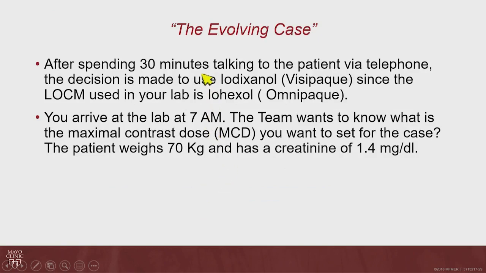So you spend several minutes talking to them. You do use OmniPAC in your lab, but just to make sure the chances of contrast induced nephropathy are low, you do decide to use VisiPAC. The cath lab team wants to know what the maximal contrast dose should be for the procedure before you're alerted. Remember, the patient weighs 70 kilograms, has a creatinine of 1.4, and the GFR is around 45.